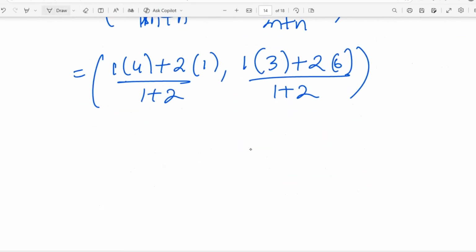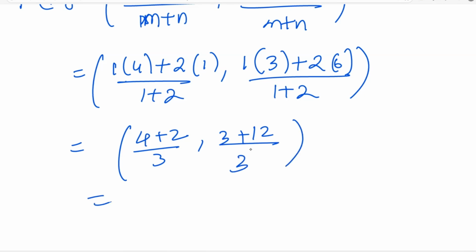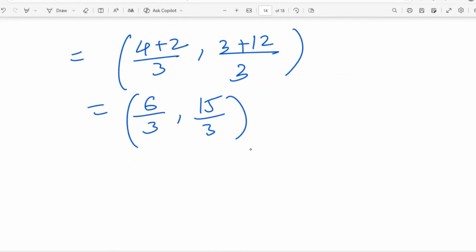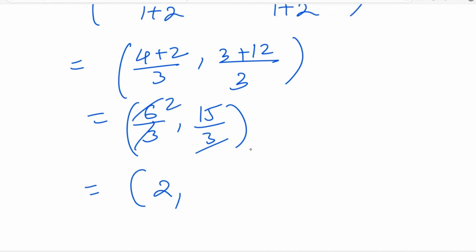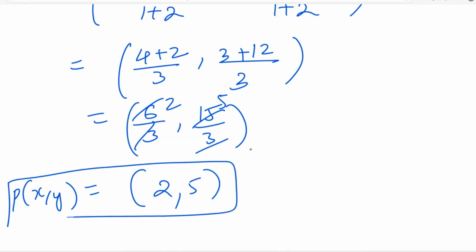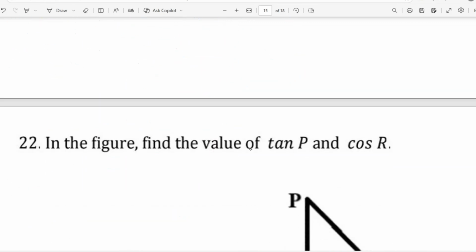So here we get the answer as 4 plus 2 divided by 3, then 3 plus 12 divided by 3. So that will be 6 by 3 comma 15 by 3. Now if you cancel, we get 3 twos are 6, so it will be 2, comma, 3 fives are 15, so it will be 5. 2 comma 5 is the coordinate of the point which is asked. So this is the answer. So moving on with the next question, you have question number 22.